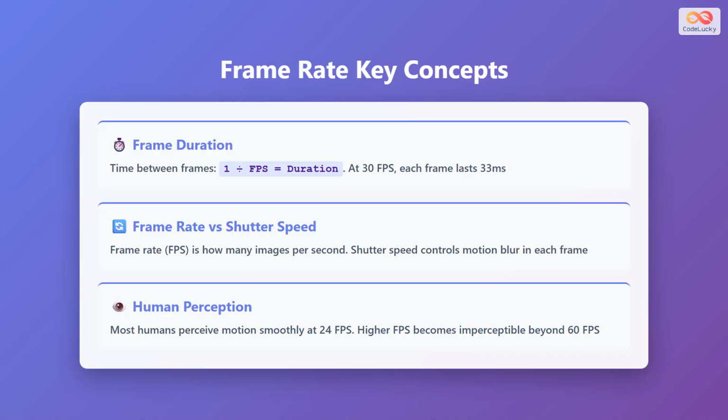From a human perception standpoint, most people perceive motion as smooth at 24 FPS. Higher frame rates become imperceptible to the human eye beyond 60 FPS, meaning the difference between 60 and 120 FPS is usually not noticeable.